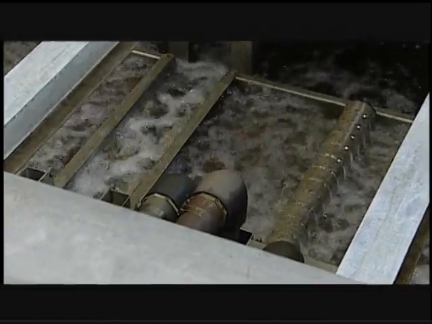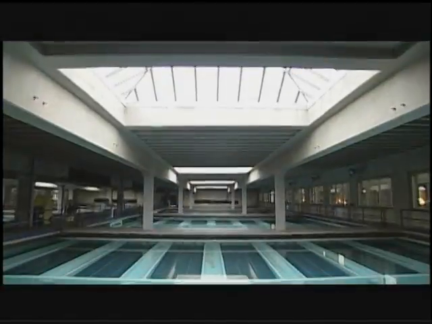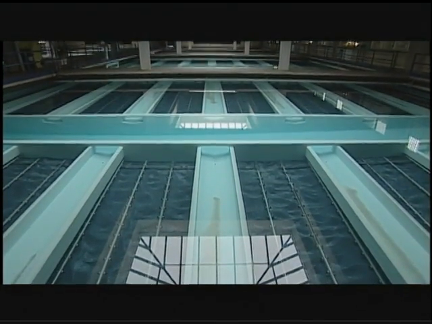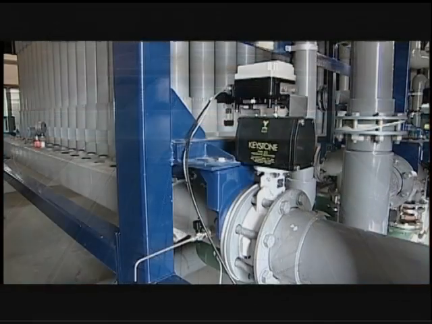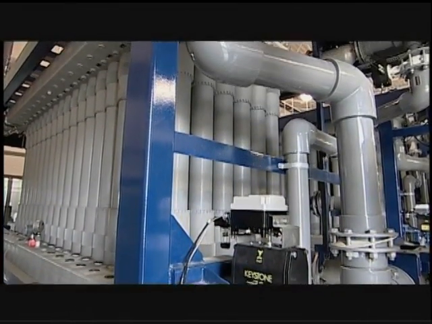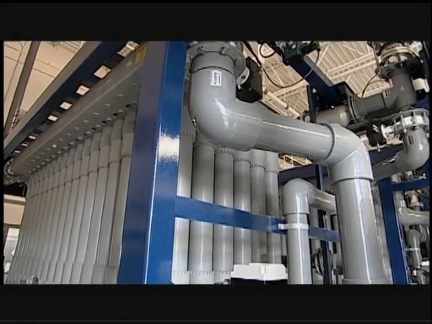MF and UF are a form of filtration similar to granular filtration in that they are used for particle removal. They turn typical surface water into potable water in the same way traditional treatment does through coagulation, flocculation, sedimentation, and filtration.